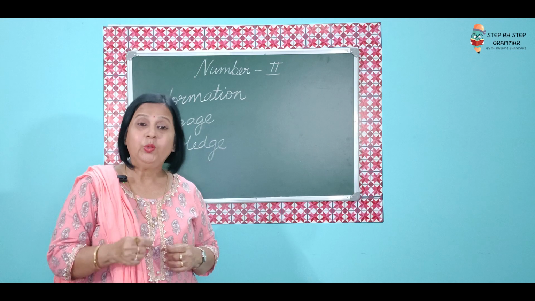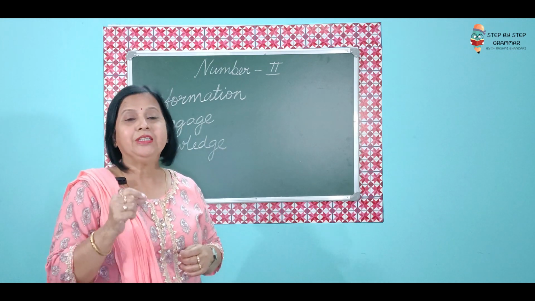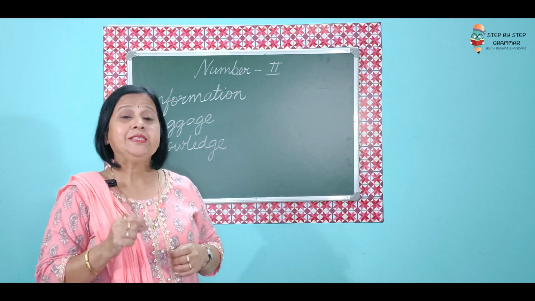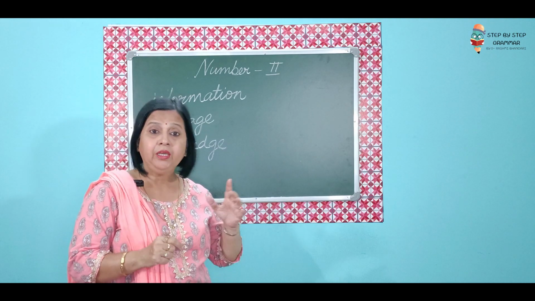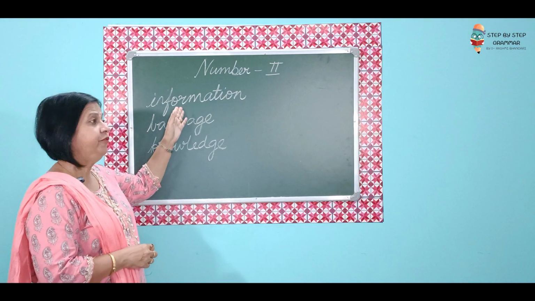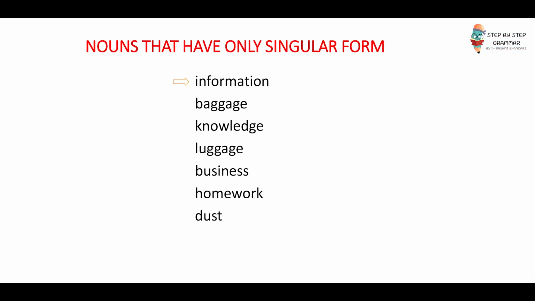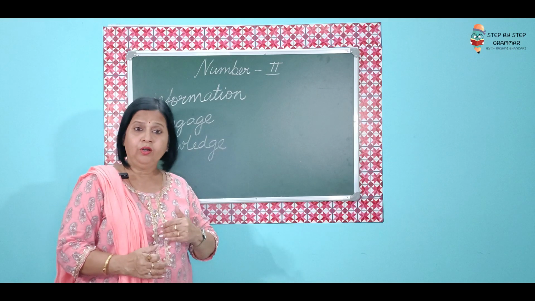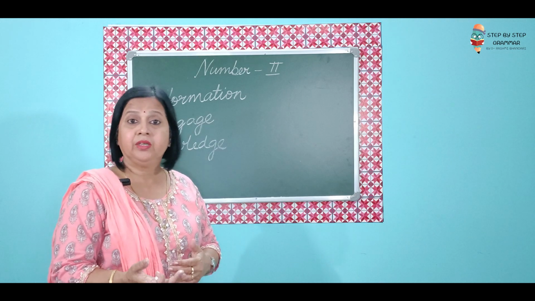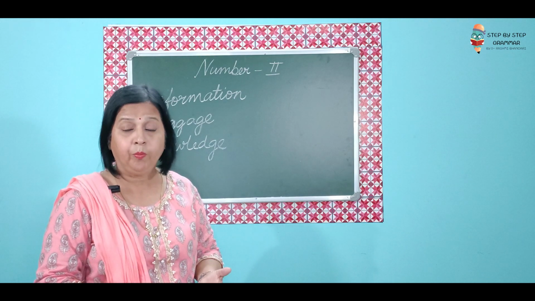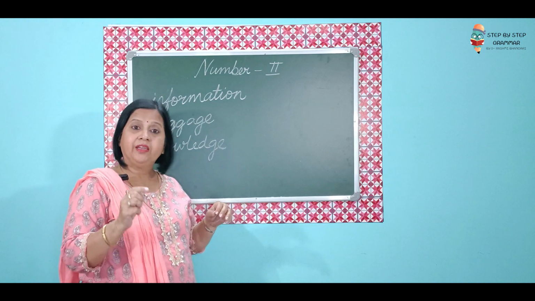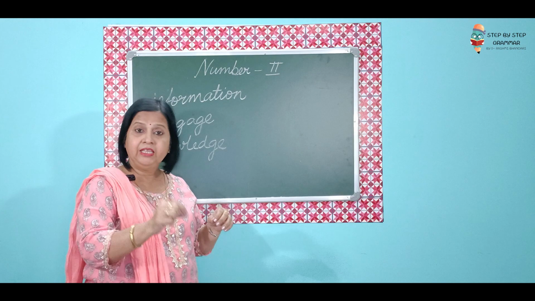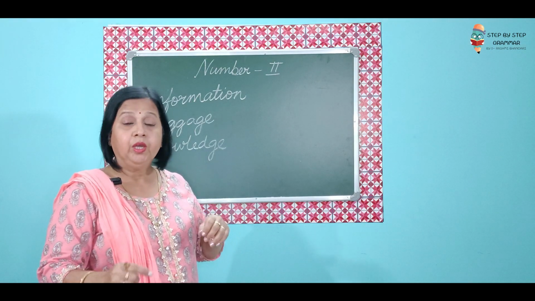Now there are certain words which are always used in the singular form. When we say singular form, that means the verb that is used before it will always be singular. For example, information. The information that you gave me is not true, or the information that you gave me is fully reliable, I hope. So we do not say information are. We will always say information is. This information is true.